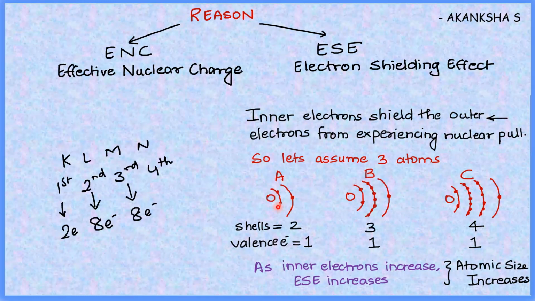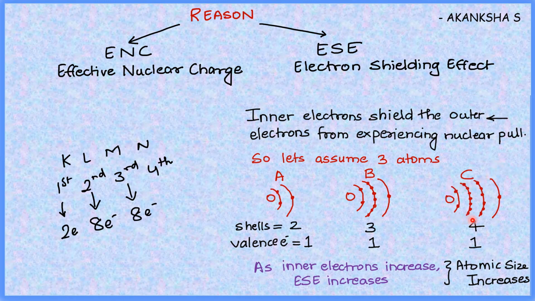So in atom A, we have only two shells, so only two electrons in the first shell are obstructing the valence electron. In B, there are 10 electrons before the valence shell who are going to shield the valence electron from experiencing any pull. In C, there are 18 electrons before the valence shell who are going to shield the valence electron. So if you notice, slowly and steadily, because the inner shielding is increasing, the number of inner electrons is increasing, the valence shell and the valence electron are going farther away from the nucleus.